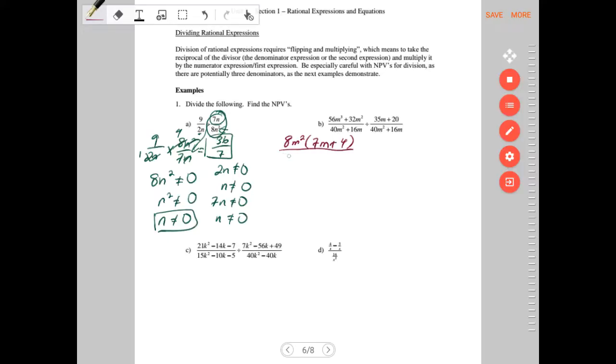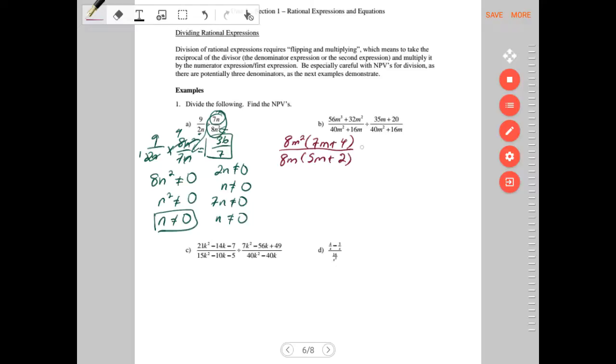On the bottom, I can also factor out an 8, but just 1 m this time. 8 goes into 40 5 times. m into m squared goes m times. Plus 8 goes into 16 twice. m into m goes once.